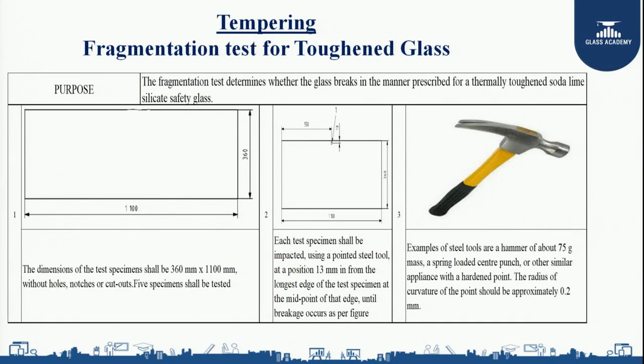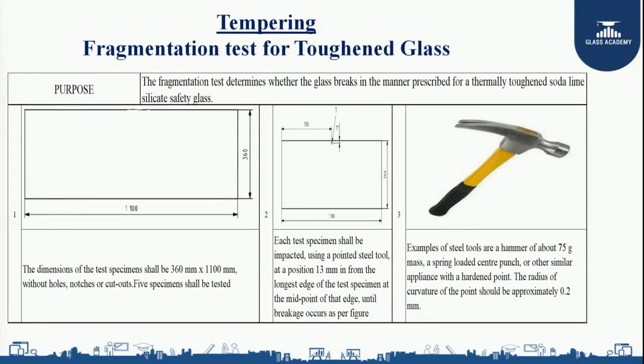Now, how are you going to determine the mechanical properties, or the strength a glass acquires, through tests? One of the tests we follow in the heat treatment process for toughened glass is the fragmentation test. So, let us take the fragmentation test. The purpose of the fragmentation test is to determine whether the glass breaks in the manner prescribed for a thermally toughened soda lime silicate safety glass.